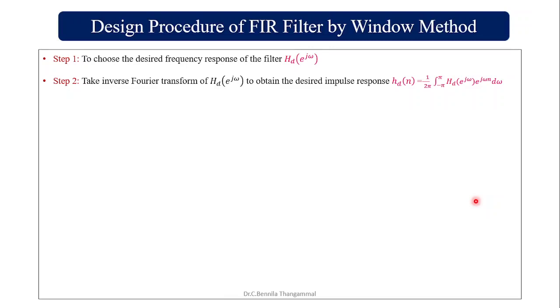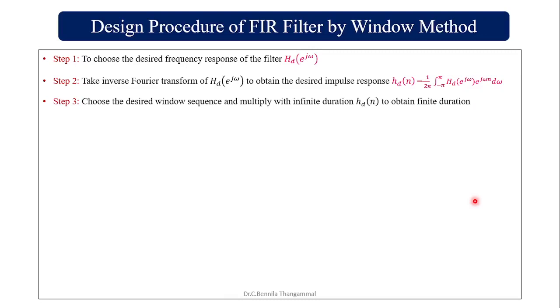So HD of n equals 1 by 2 pi integral minus pi to plus pi HD of e power j omega into e power j omega n d omega. Step 1 and step 2 are similar to the Fourier series method. Step 3 is to choose the desired window sequence and multiply with the infinite duration HD of n to obtain the finite duration. So for an ideal system, H of n will be obtained by HD of n into W of n, for the limits minus (n minus 1) by 2 to plus (n minus 1) by 2.